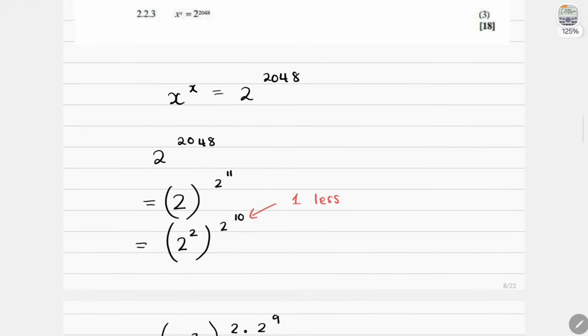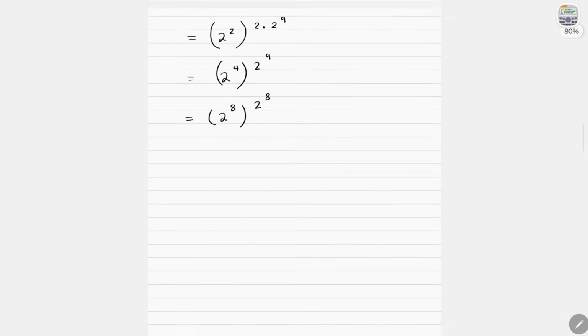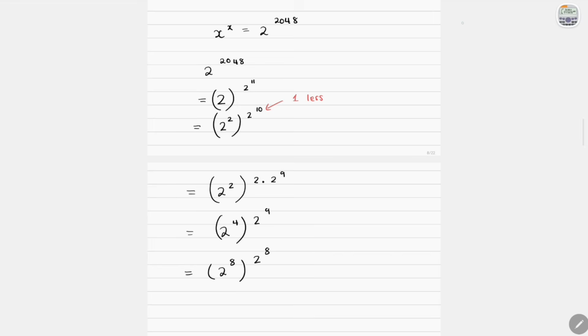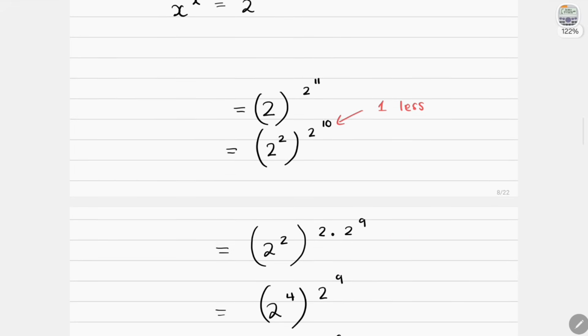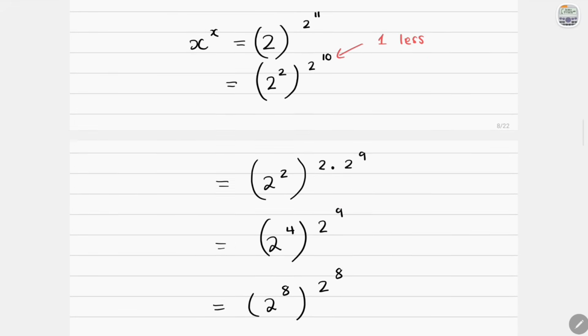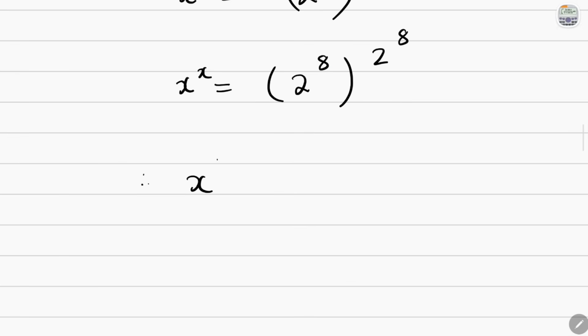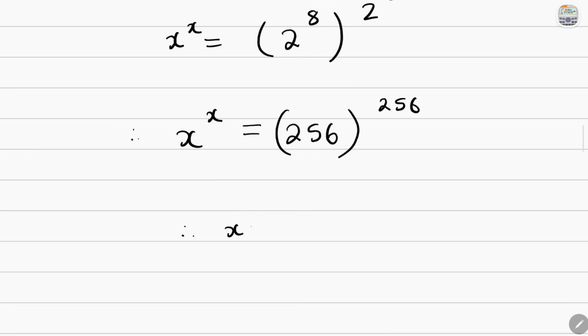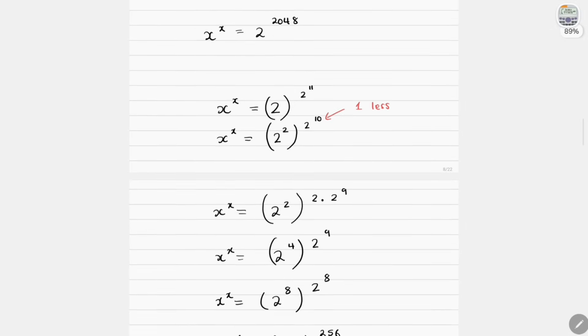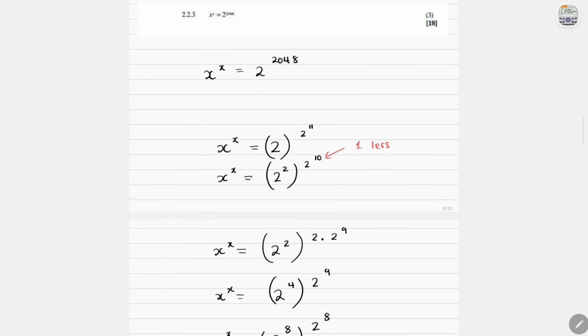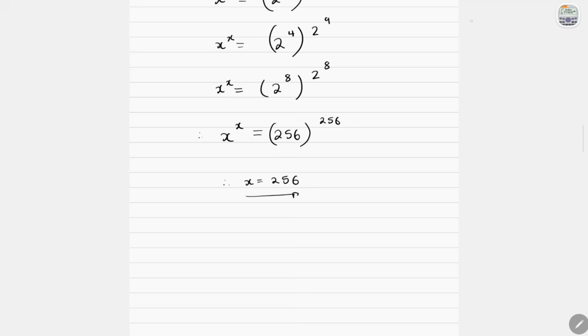So it means that all of this, and yeah, you'll probably have to write it like that, line by line. Okay, so I'll take that out and I'll just put x to the power of x. Okay, so just expressing this. It just means that x to the power of x is finally equal to 256 to the power of 256. Therefore, x is equal to 256, and that is our answer. Okay, and that is it for question 2.2.3, and that is it for question 2.